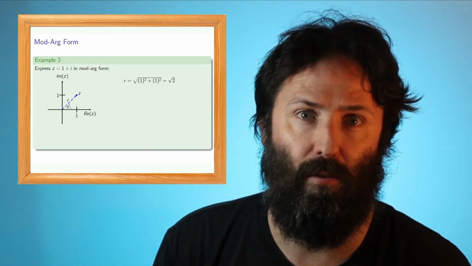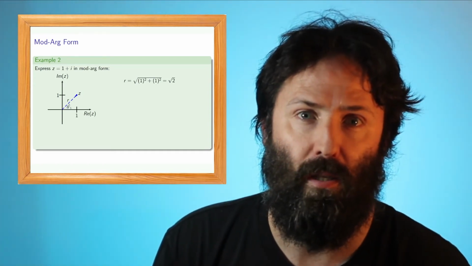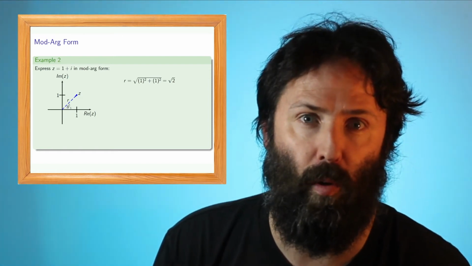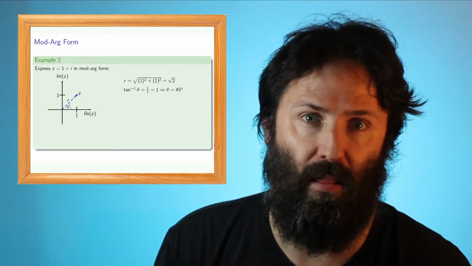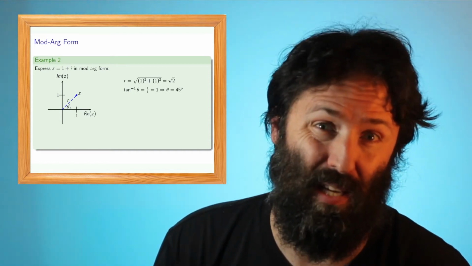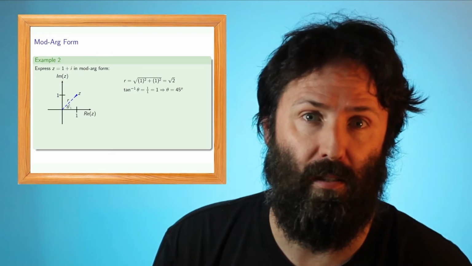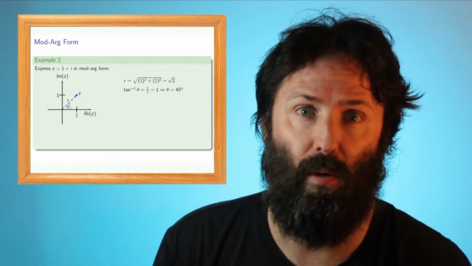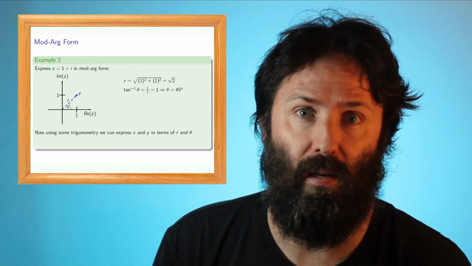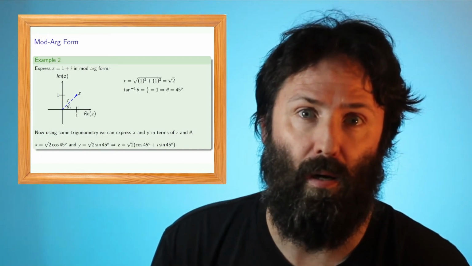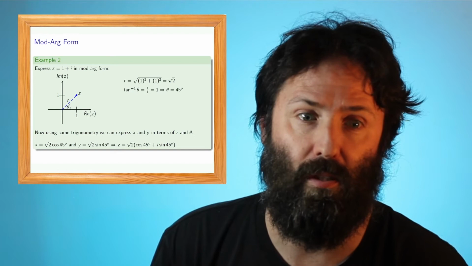If I use that angle, I can form a right angled triangle, and the opposite and adjacent sides are both going to be 1. So when I take tan theta, or the inverse of that to find the angle, I'm going to get 45 degrees. So I can represent this complex number, z equals 1 plus i, in another form. I can say that it is equal to root 2 (cos 45 plus i sin 45).